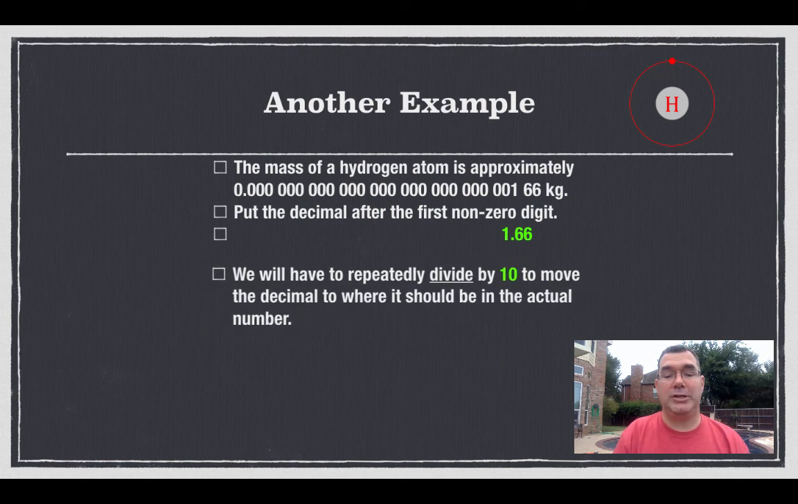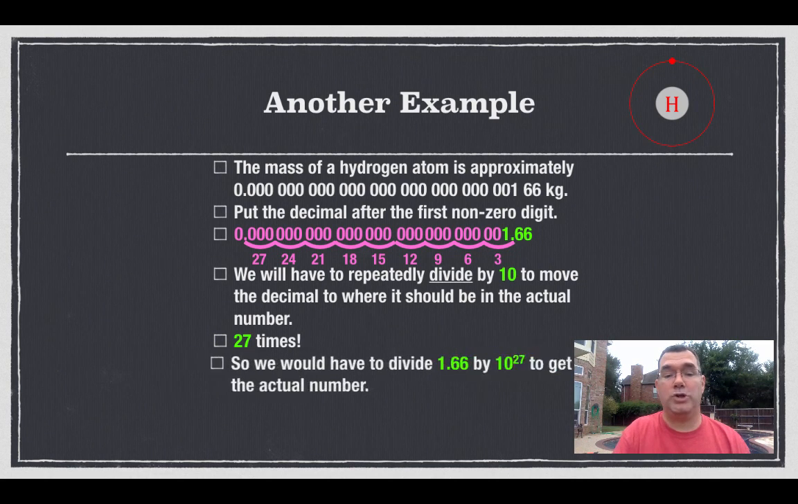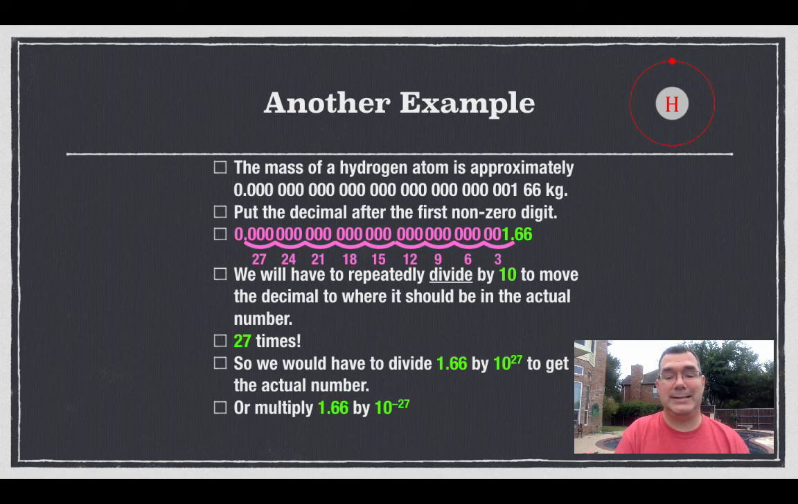All right, now I just need to see how many times I would have to move the decimal to the left, or divide by 10, to get the decimal where it needs to be in the actual number. So I'm counting and counting and counting, and it looks like it's 27 spaces to the left. So that means I would have to divide by 10 twenty-seven times in order to get the decimal to be where it should be in the actual number. And dividing by 10 to the 27 is the same thing as multiplying by 10 to the negative 27. So my number is 1.66 times 10 to the negative 27.